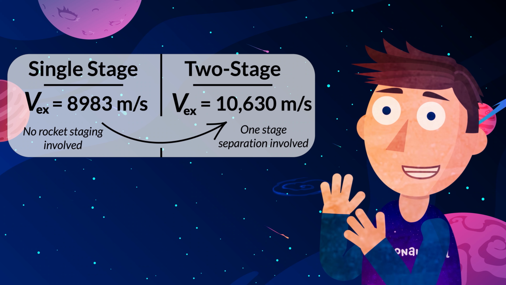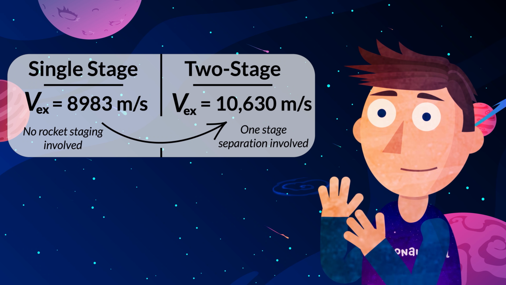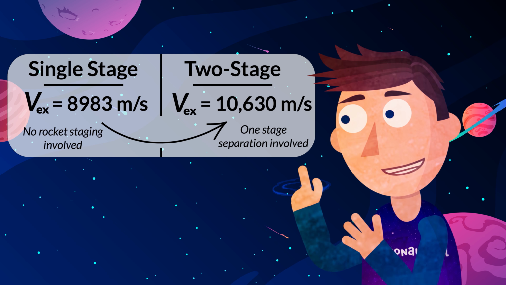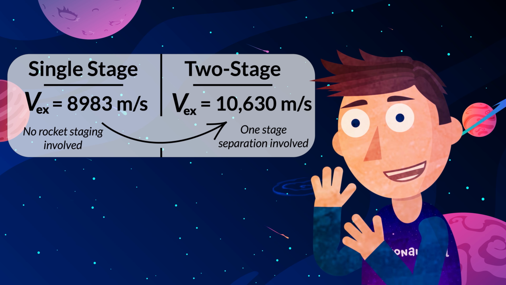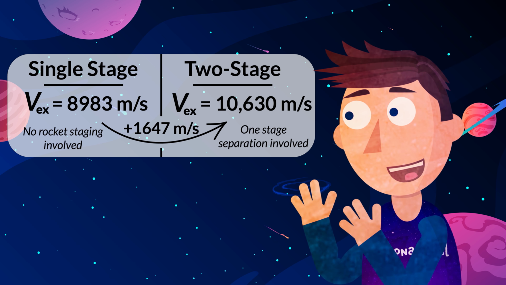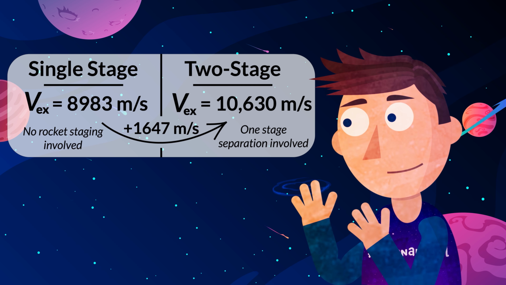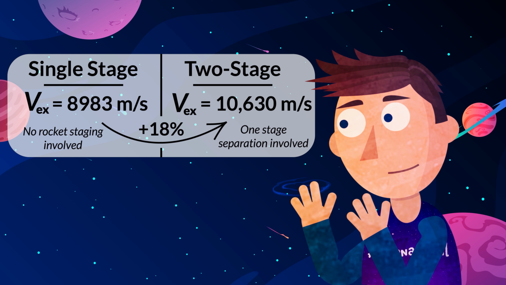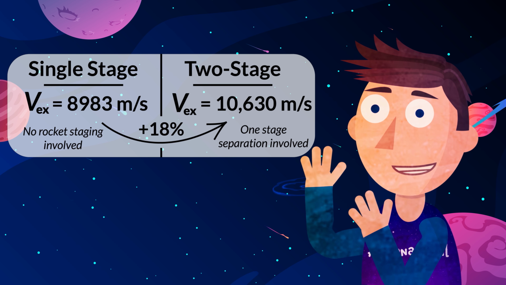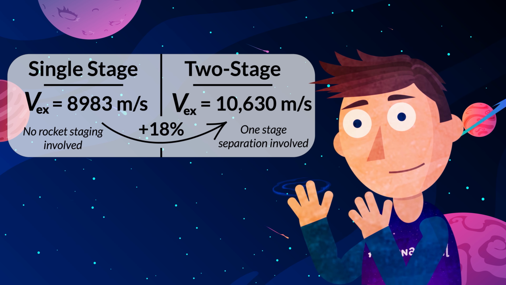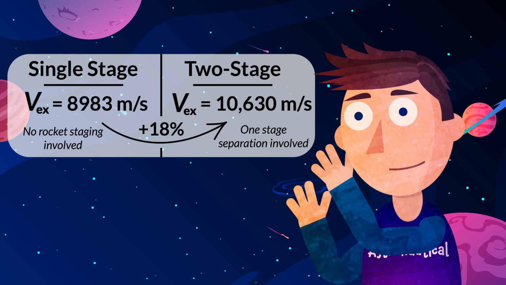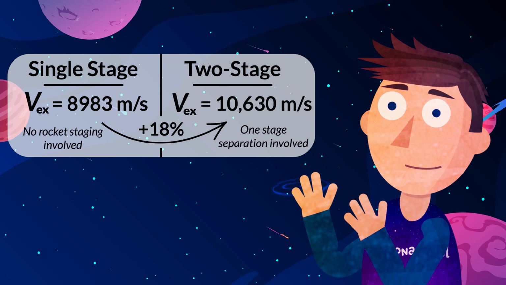To find the total delta V of our 2-stage rocket, add up the delta V values to get 10,630 meters per second. Comparing this to the delta V of the single-stage rocket, we get an additional 1,647 meters per second of delta V. That's an 18% increase. This means that the rocket can go farther with the same amount of propellant, or that it can take more payload with lesser propellant to its destination when compared to a single-stage rocket.